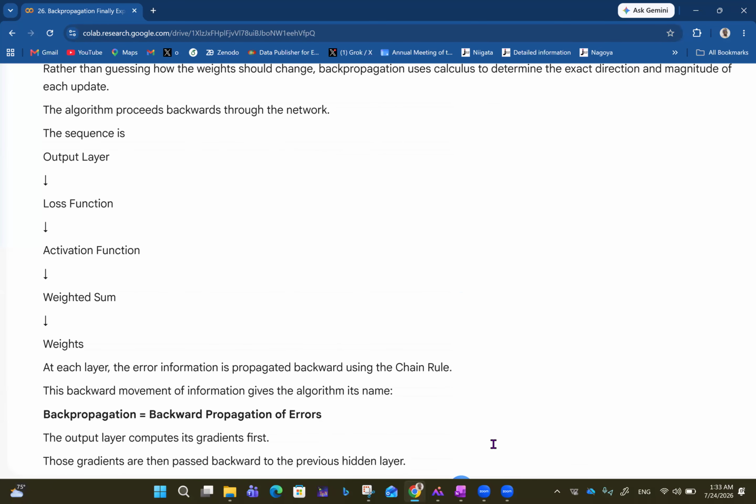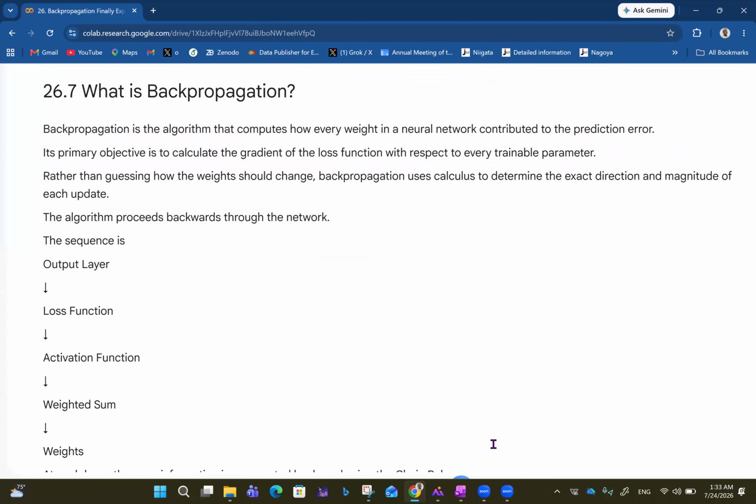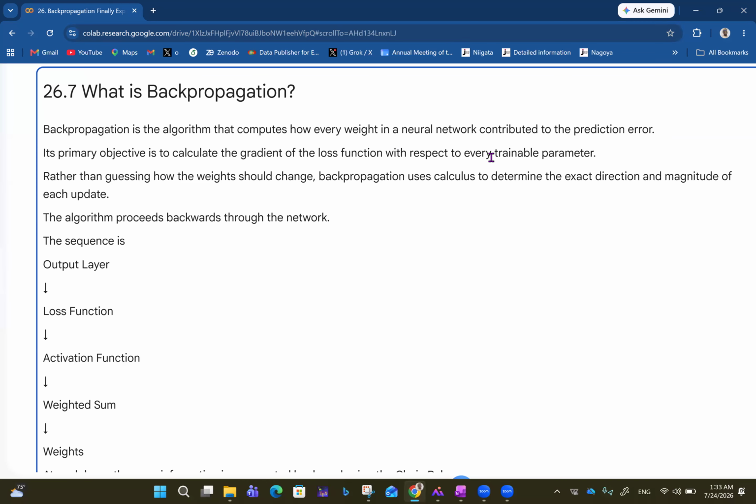Backpropagation is the algorithm that computes how every weight in a neural network contributed to the prediction error. And why is backpropagation powerful? Its primary objective is to calculate the gradient of the loss function with respect to every trainable parameter. Rather than guessing how the weights should change, backpropagation uses calculus to determine the exact direction and magnitude of each update. So the algorithm proceeds backwards through the network.